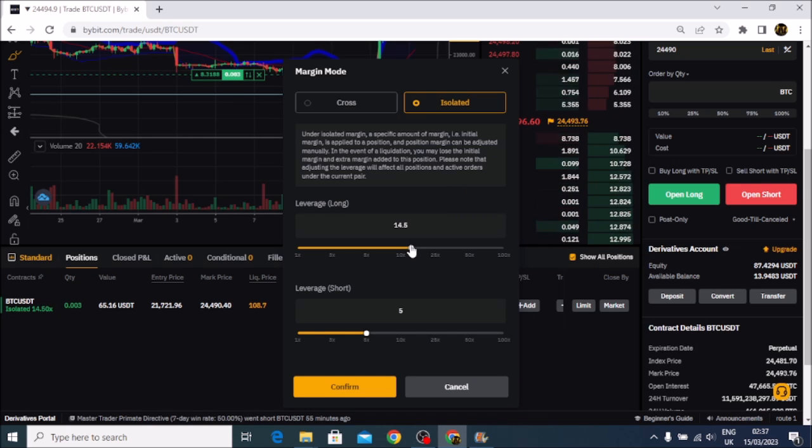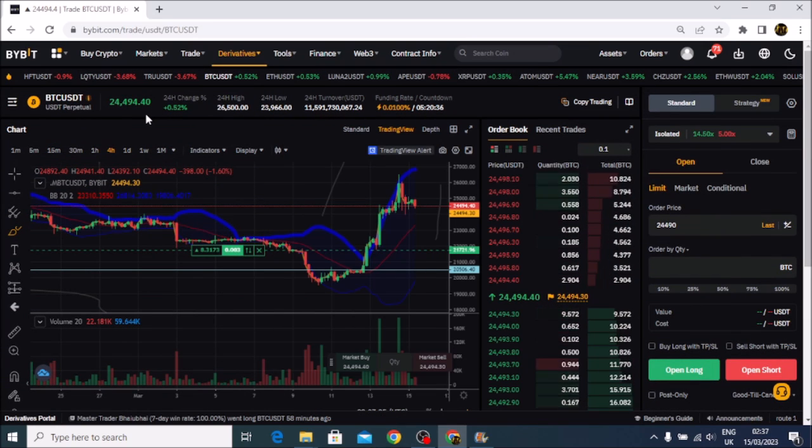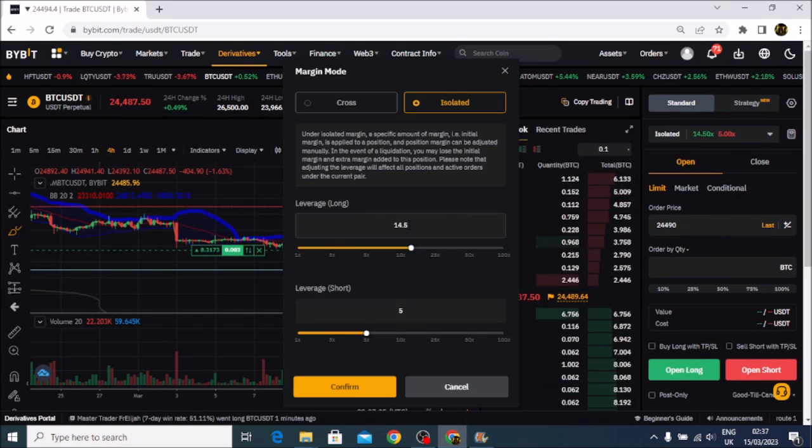So with leverage, you select the leverage that you want to set. What is leverage? Leverage multiplies. Let me say that the price of BTC or any other coin has moved up 1%, and you have selected leverage of 14.5. That means it will multiply 1% times 14.5. That means if someone makes 1% in spot trading, in futures trading I will have made 14.5%, depending on the leverage that I have set.